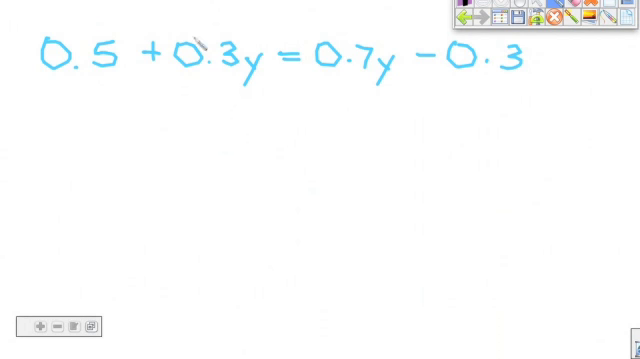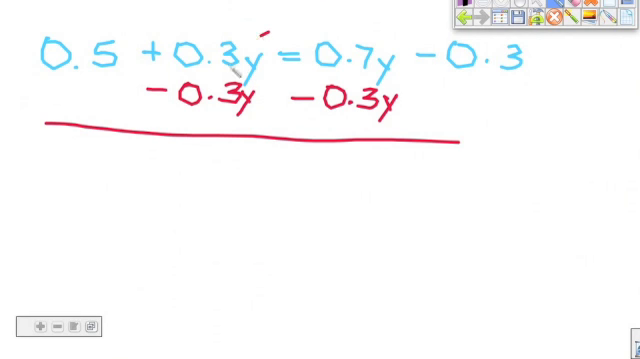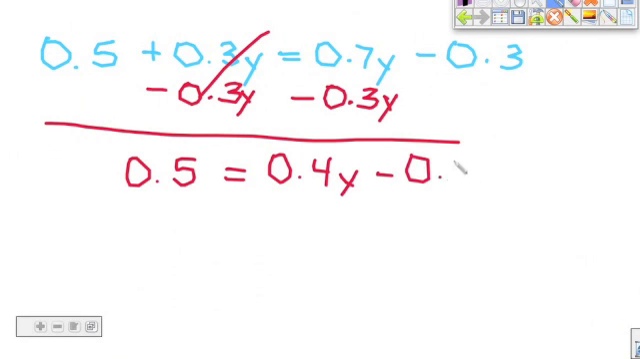We have some y's. I'm going to move this 0.3y over here. What's the inverse of a positive 0.3? It would be a negative 0.3. And again, I'm going to line up those decimals when adding and subtracting. Once I add that over, these cancel. My 0.5 falls down. 7 take away 3 is going to give me 4. So that's 0.4y minus 0.3.